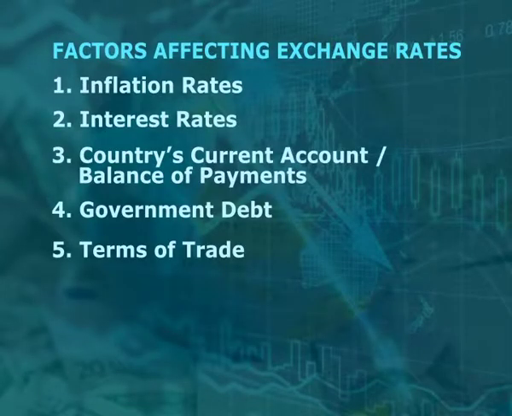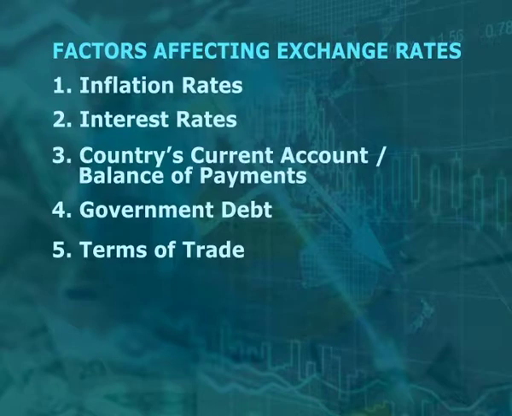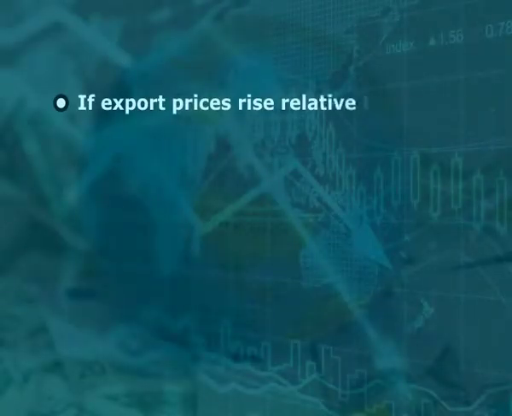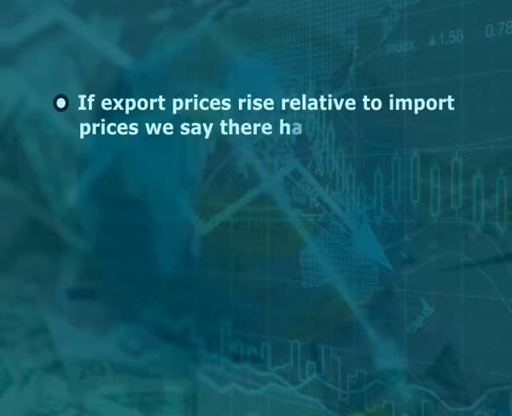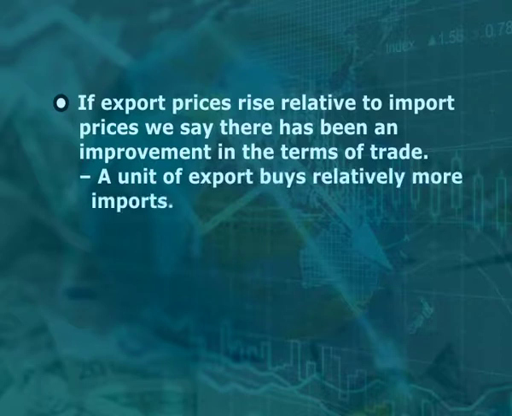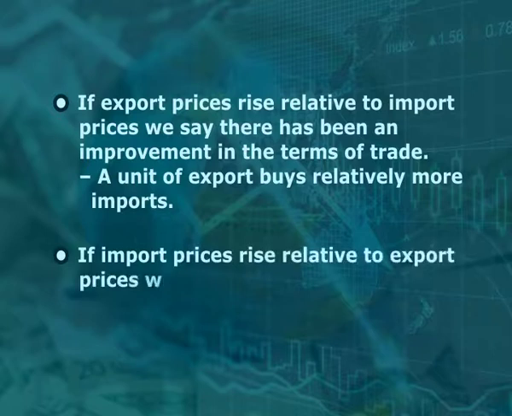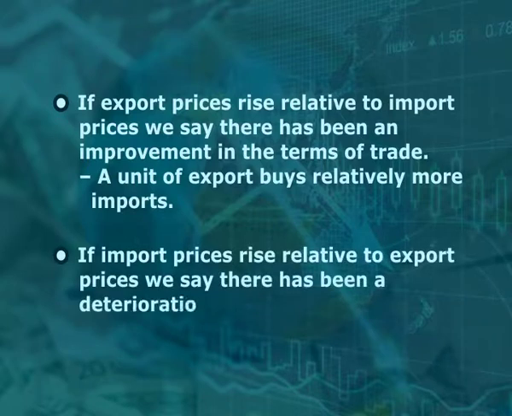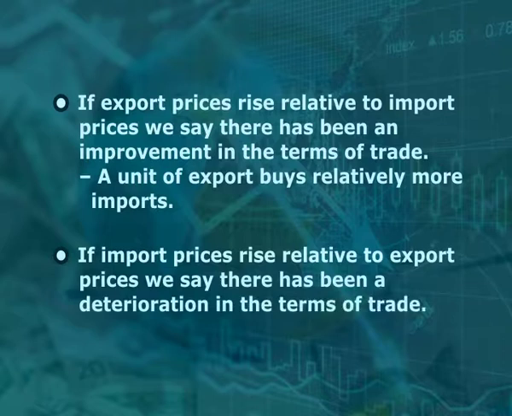Fifth, terms of trade. The terms of trade is the average price of exports divided by the average price of imports. It is a measure of a country's relative competitiveness. If export prices rise relative to import prices, we say there has been an improvement in the terms of trade. A unit of export buys relatively more imports. If import prices rise relative to export prices, we say there has been a deterioration in the terms of trade.